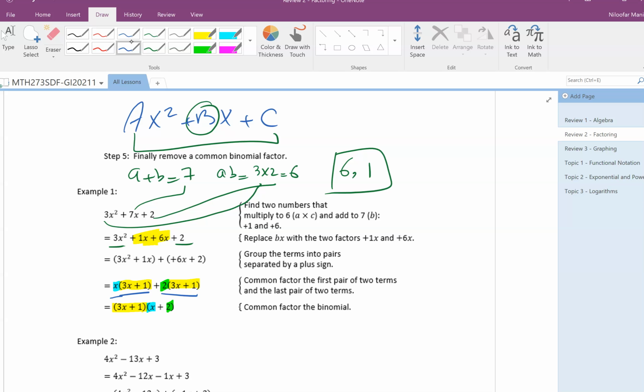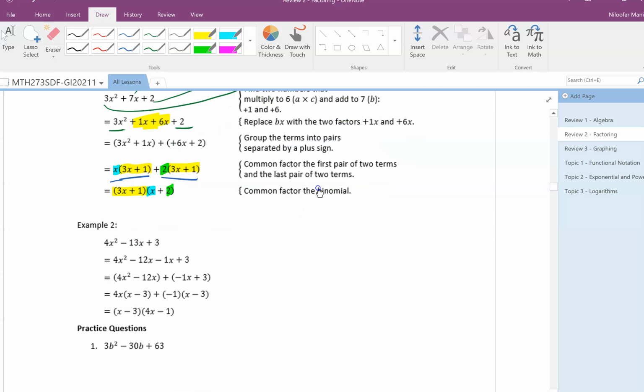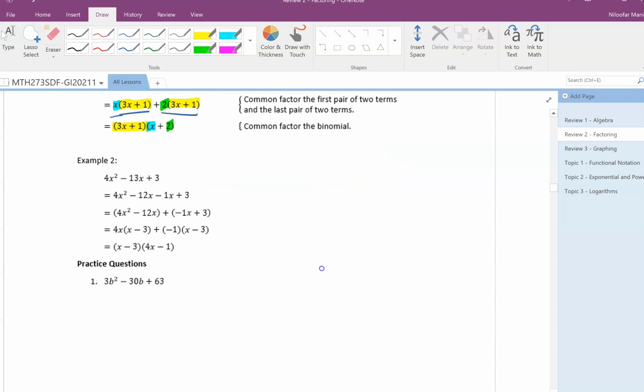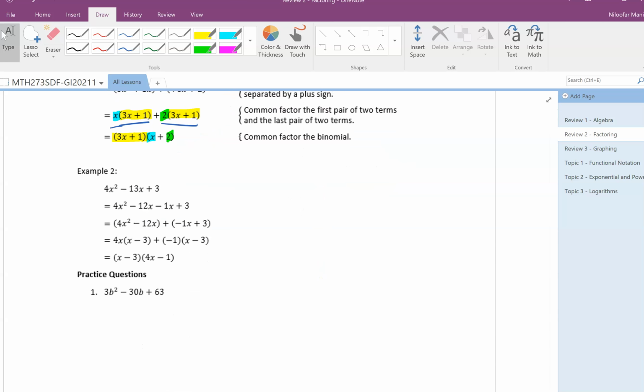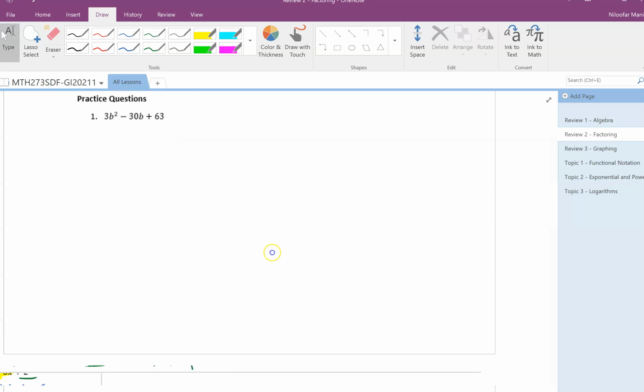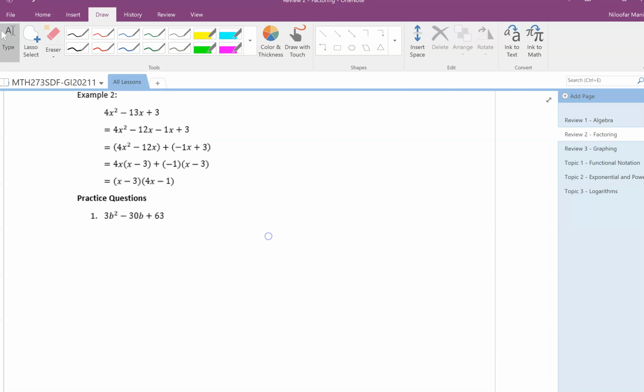And then I group them, two by two. From group number 1, which is terms 1 and 2, I factor what I see in common. From group number 2, I factor what I see in common. And then I factor what is common for the brackets. Let's do it for this example.